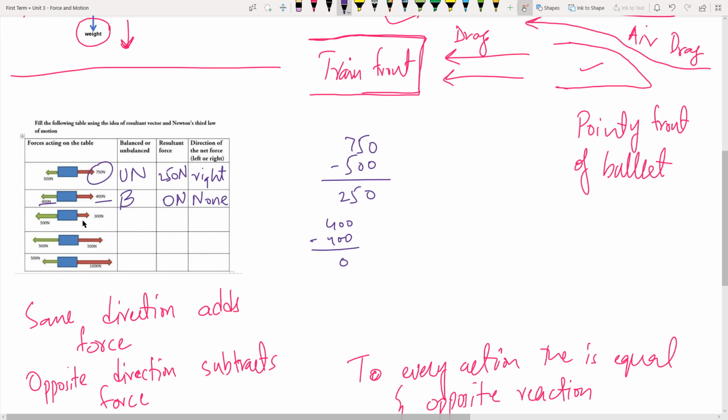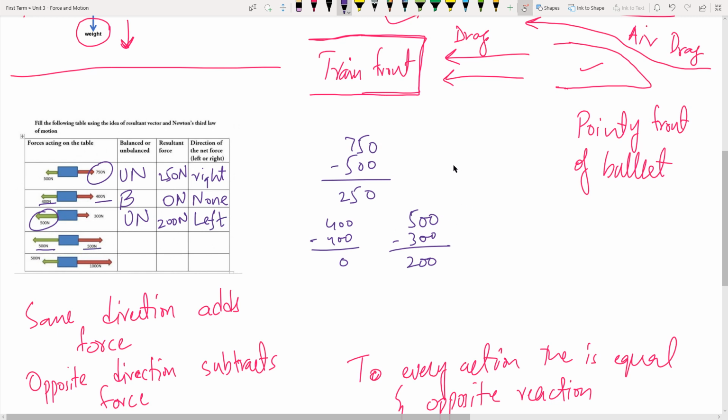Now in this case you have 300 newtons versus 500 newtons. Again, I will take the bigger number and subtract the smaller one from it, so it is 200. The resultant is 200 newtons. Since there is a net resultant force, we're sure that this is an unbalanced case, so I'm going to write UN. And over here, the dominant force is towards the left, so we're going to simply write left.